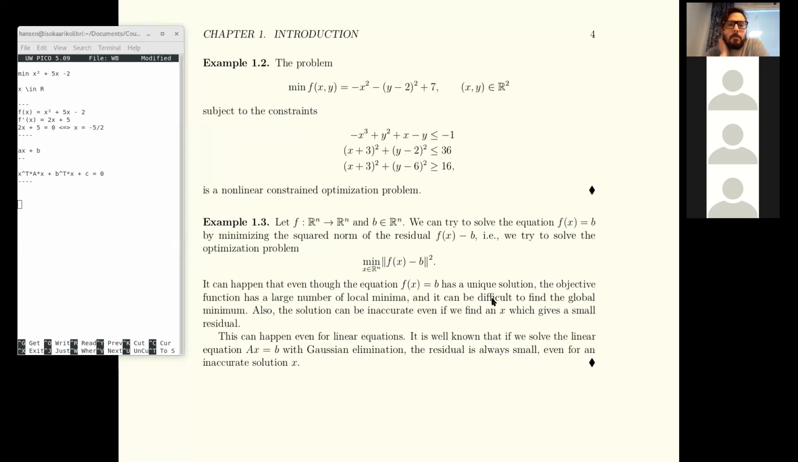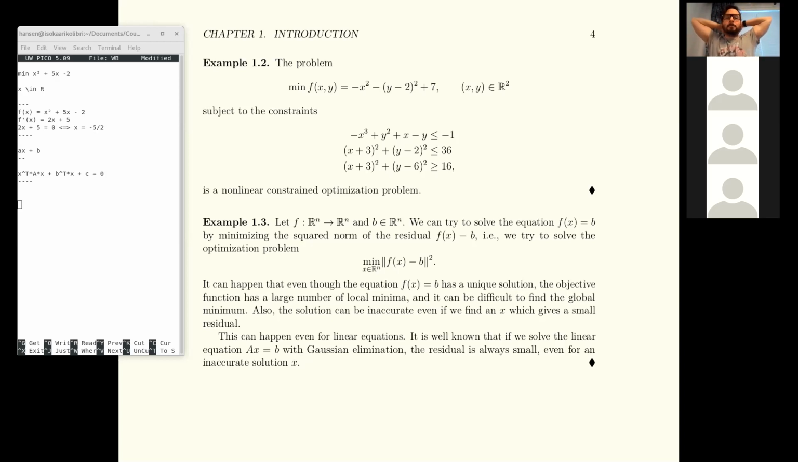There's another problem, subject to constraints. We have this function, minus x squared minus y minus 2 squared plus 7, with x and y being real numbers, and the constraints are minus x to the 3 plus y squared plus x minus y smaller than or equal to 1, and so forth. This is a nonlinear constrained optimization problem. It's got constraints and it's nonlinear. All the constraints are actually also nonlinear.